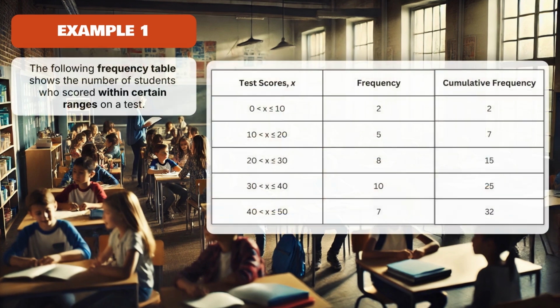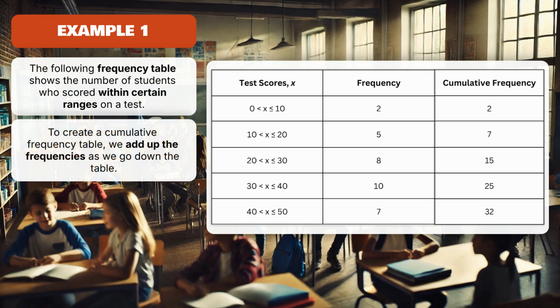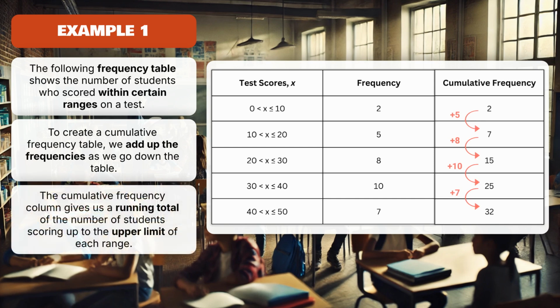Imagine we have the following frequency table showing the number of students who scored within certain ranges on a test. To create a cumulative frequency table, we add up the frequencies as we go down the table. The cumulative frequency column gives us a running total of the number of students scoring up to the upper limit of each range. For instance, by the time we get to the 30-40 range, a total of 25 students have scored up to 40 marks.